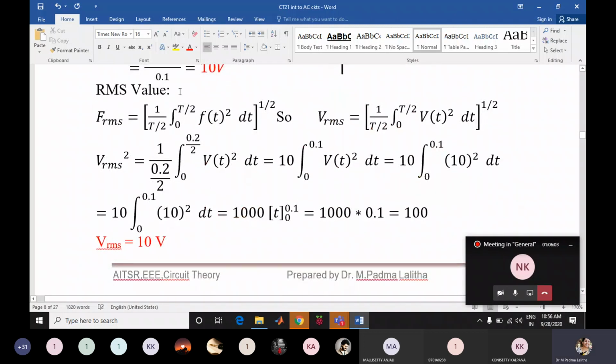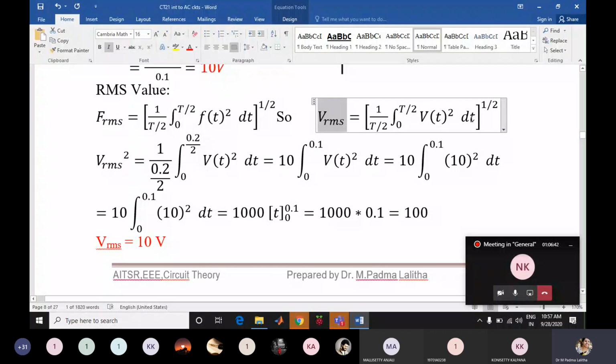So RMS value. What is the formula? FRMS. There is no wrong if you use tau in place of tau by 2. But this is the simplified version. So FRMS is equal to square root of 1 by tau by 2 integral 0 to tau by 2 f of t square dt. Because our function is a voltage function, VRMS is equal to, just replace f with V. So VRMS is the square root of 1 by tau by 2 integral 0 to tau by 2 V of t whole square dt.